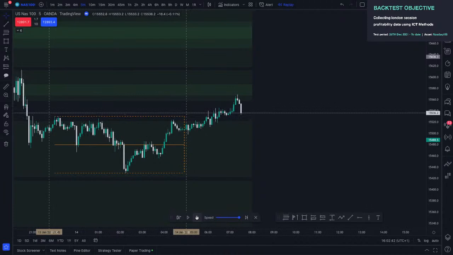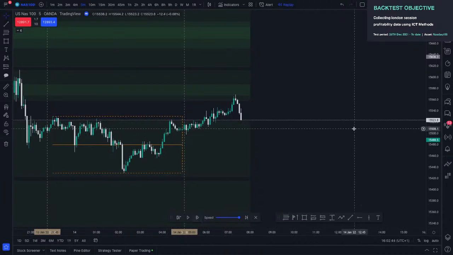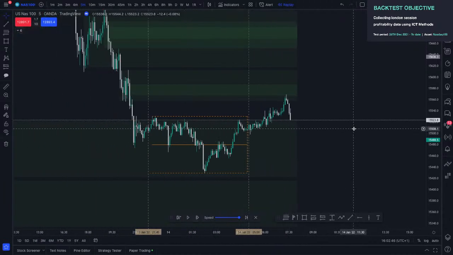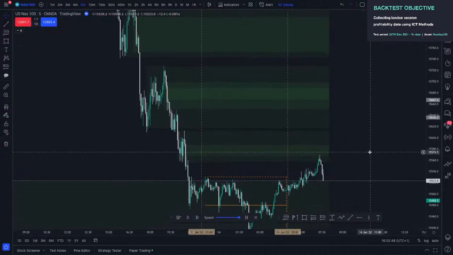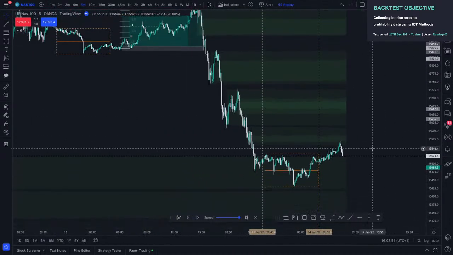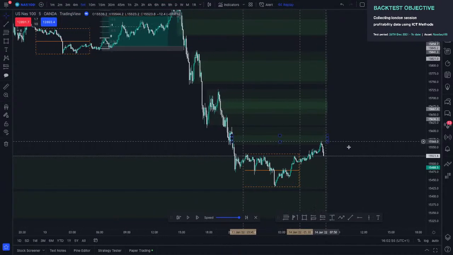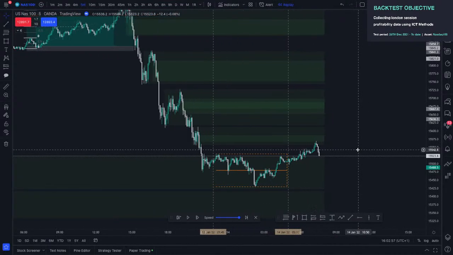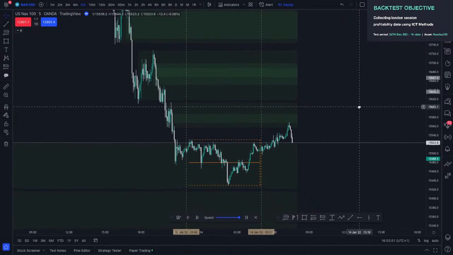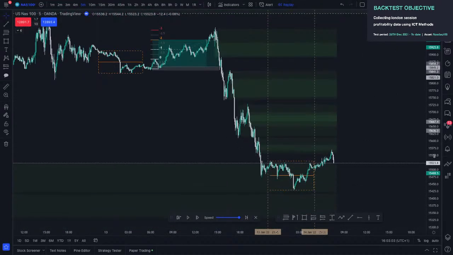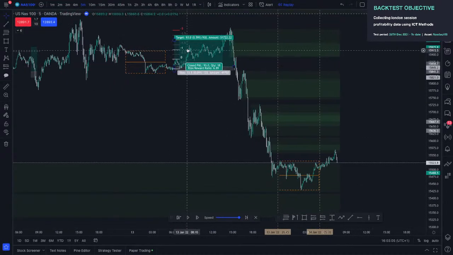Wait, what? You're joking. What, that's the manipulation? Is it really going to reverse from here? Wait, what happened on a previous day? First from here.